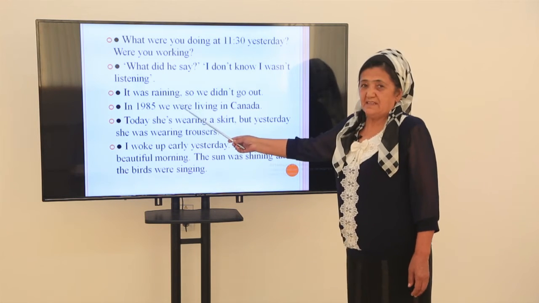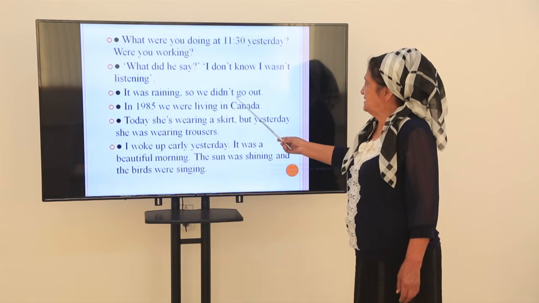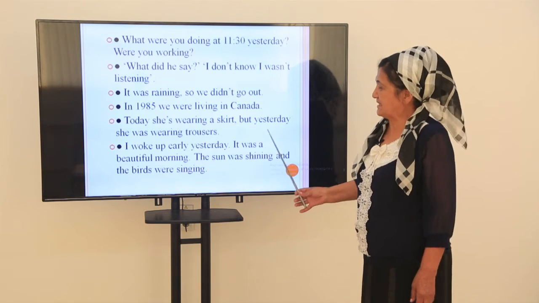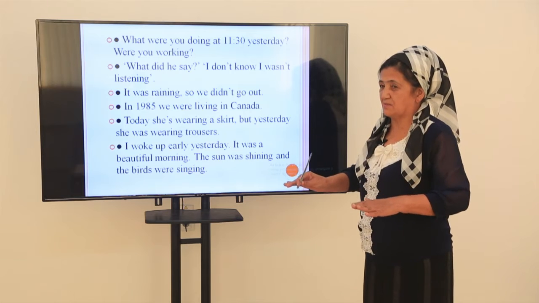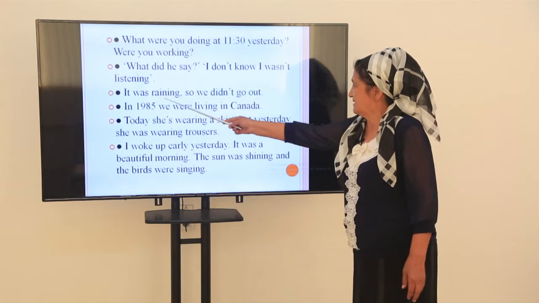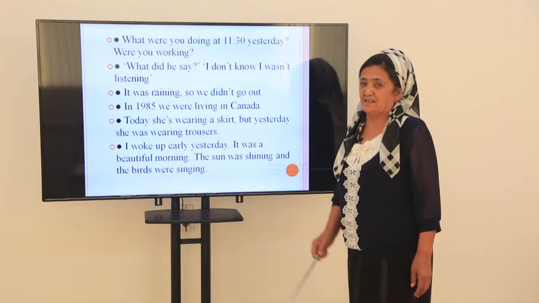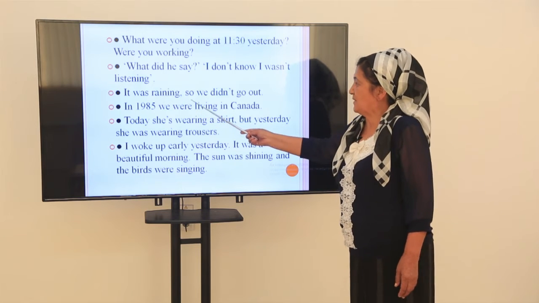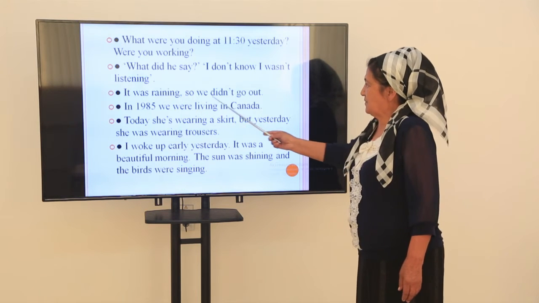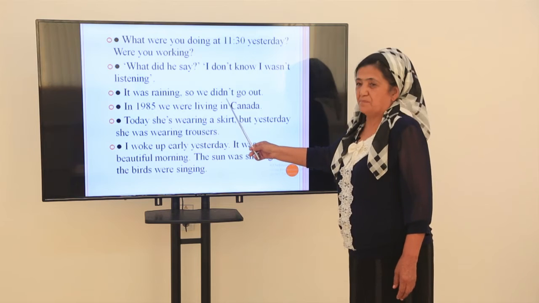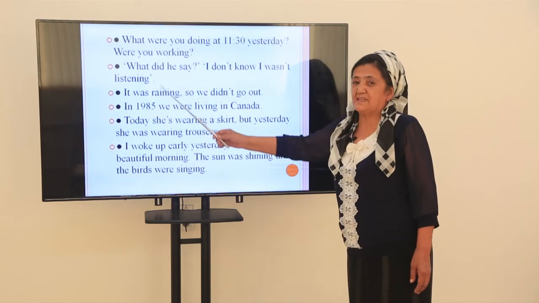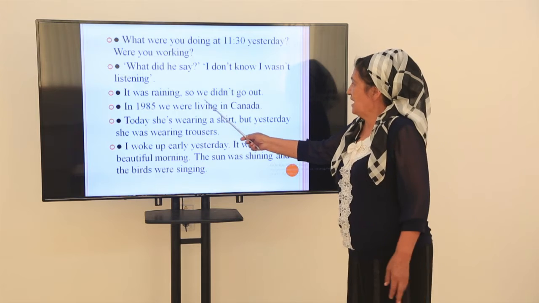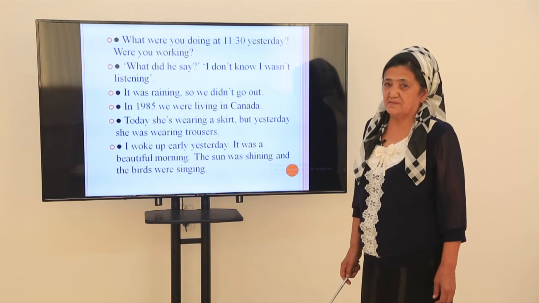It was raining, so we didn't go out. Where is continuous? The action is in duration. Where is the first sentence? That's right. It was raining. It is in the past continuous. That's why we didn't go out. Why do I use here past? Because the first sentence is past continuous, and that's why I use past simple.